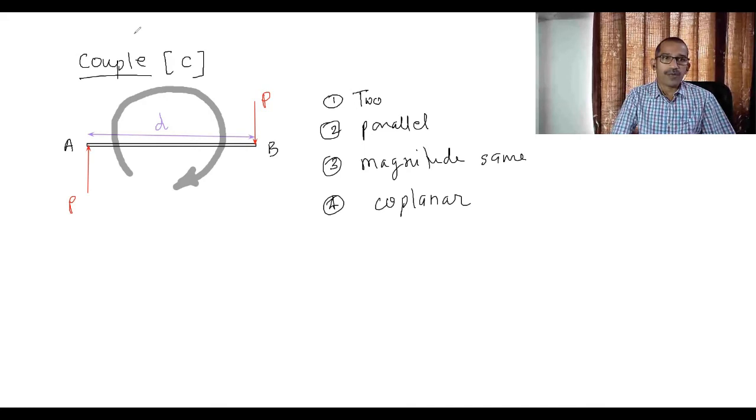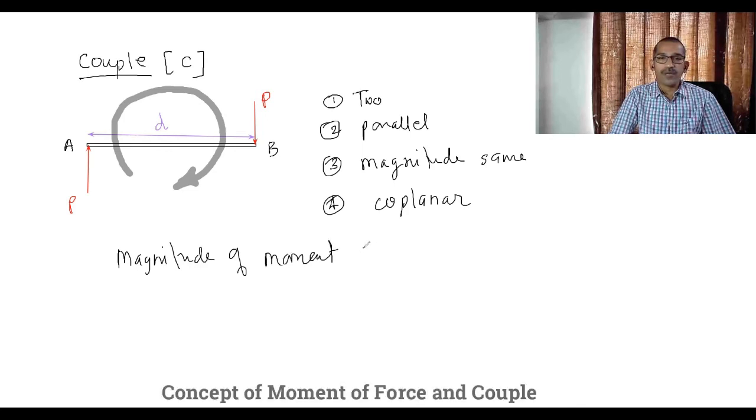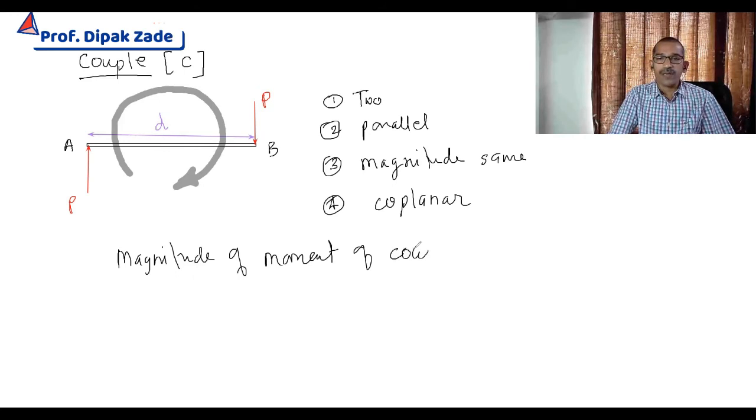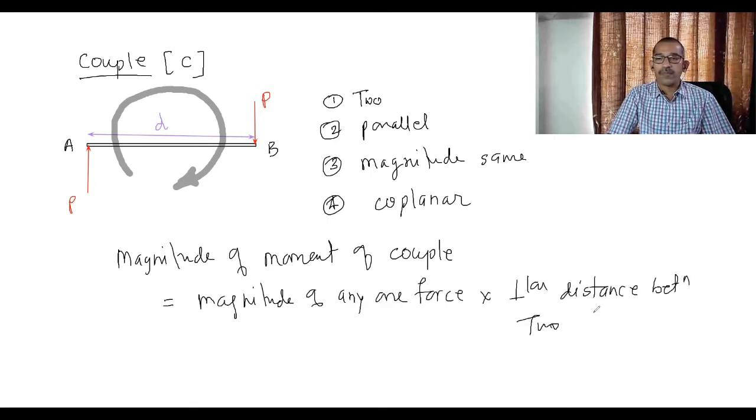Now we will find out how we get the magnitude of couple. This is the magnitude of moment of couple. In the previous case it was moment of force, now it is magnitude of moment of a couple. The magnitude of moment of couple is given by the product of magnitude of any one force and perpendicular distance between two forces. The magnitude of moment of couple C is given by magnitude of any one force and perpendicular distance between the two forces.